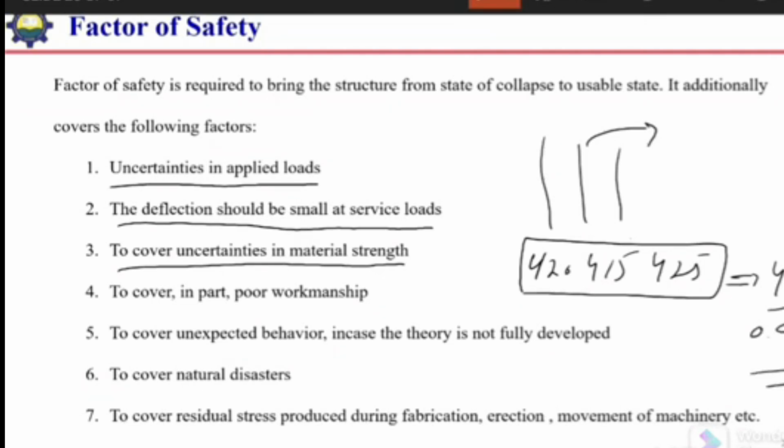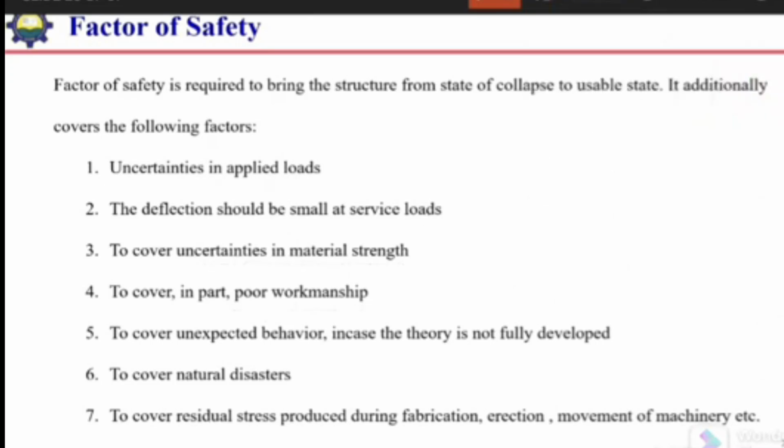It also covers, in part, poor workmanship. During erection of the structure, for example in the case of a column, we assume there is no bending moment acting on this section. But if during construction it is not perfectly vertical and is somewhat inclined, then due to the eccentricity of load, a bending moment will generate in that section. To account for such unforeseen circumstances, we need to add some factor of safety.